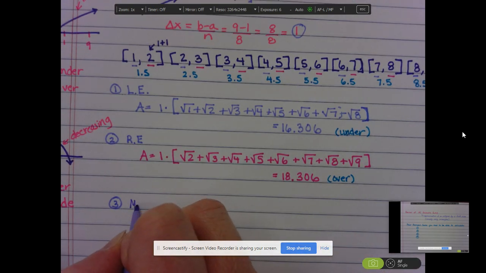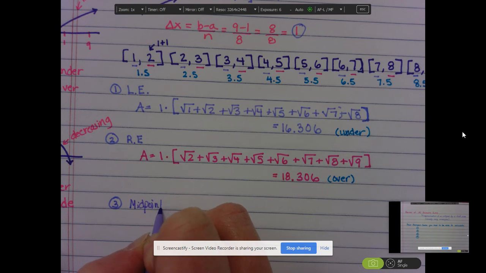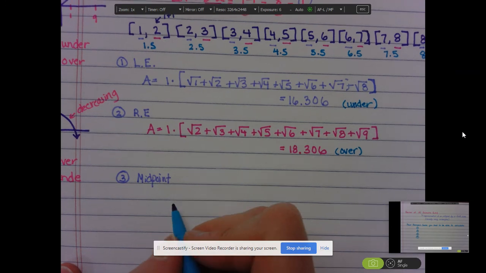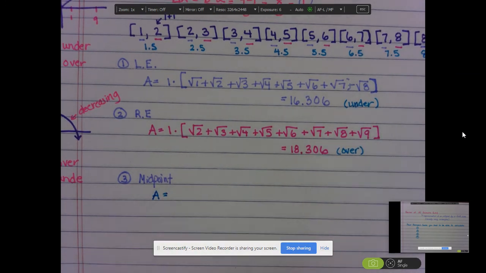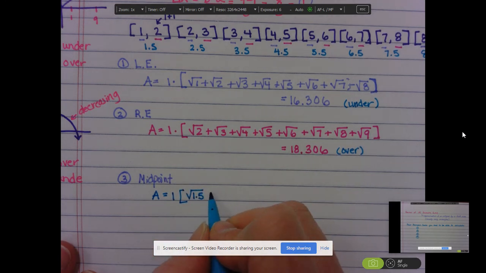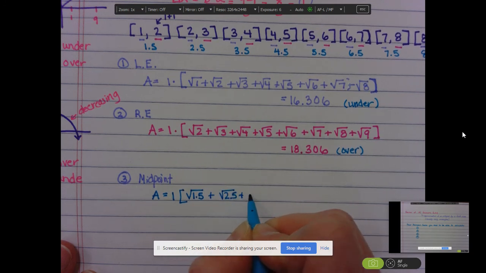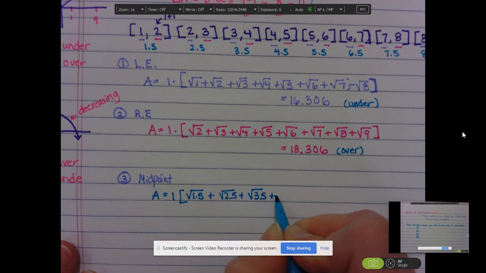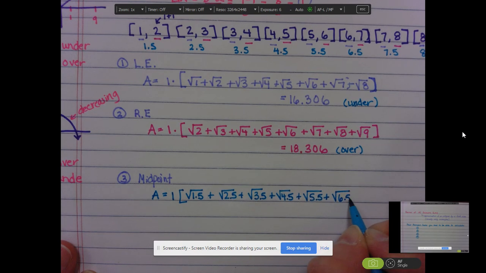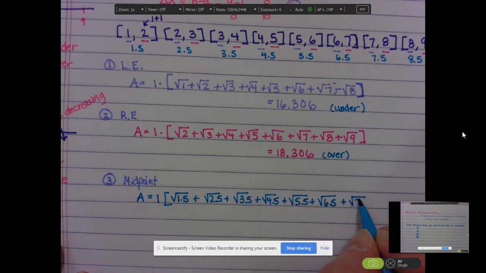So midpoint is still something we have to calculate, and I haven't seen this one very often at all in the AP exam, but it's still good to know to do. We still have our 1, and the only difference is you're going to multiply by those values. So we're going to use each midpoint of each one of those intervals. Now, it's going to get us a better approximation than a left endpoint and a right endpoint.